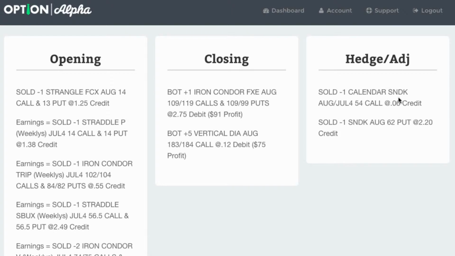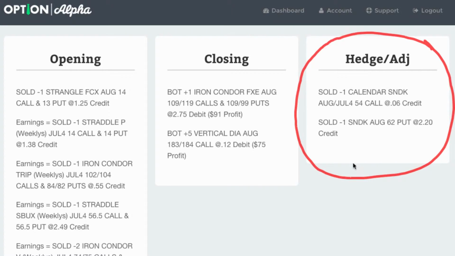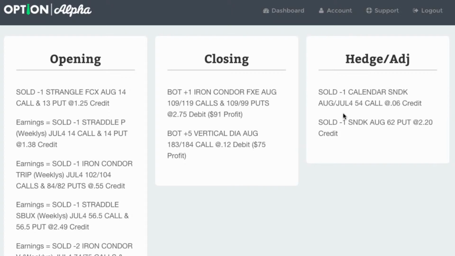Okay, so the first one that we're going to go over is our adjustments in SNDK, which is SanDisk. So stock opened up much higher than expected. It is what it is. That's just how the probabilities sometimes play out. And so the first thing that we did to make our adjustment in SanDisk, like I had mentioned in the video last night, is we rolled our 45 call out to August.